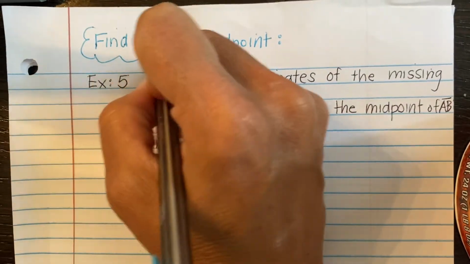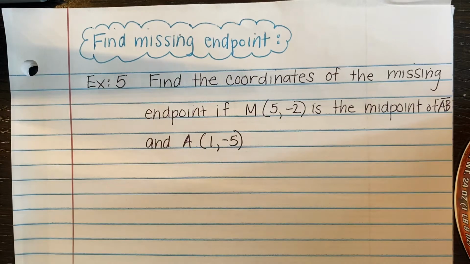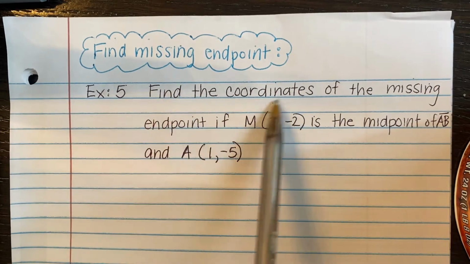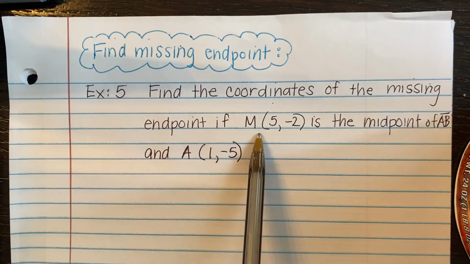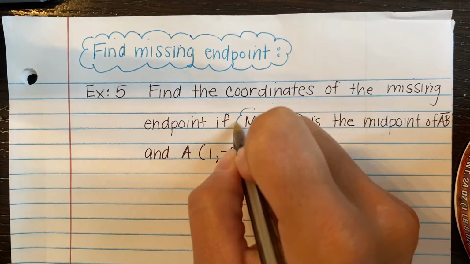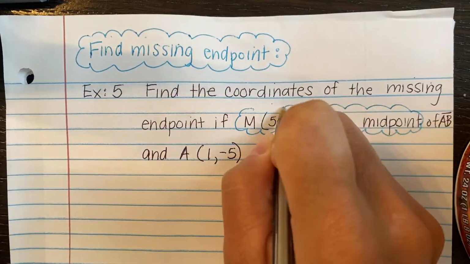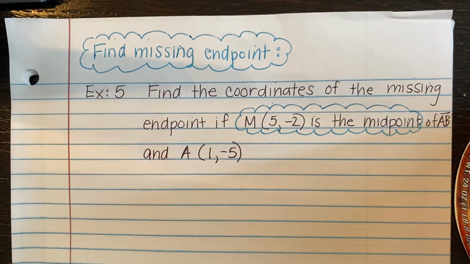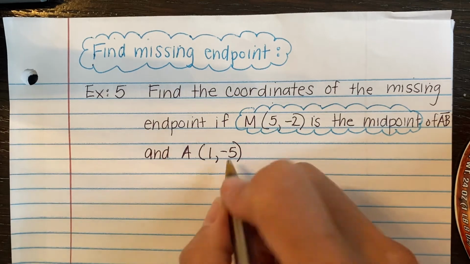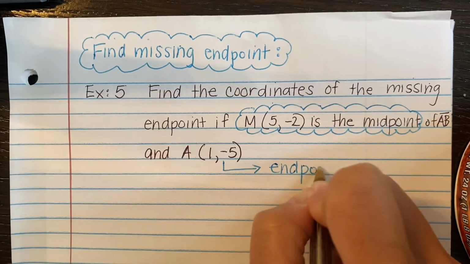All right, so this is going to be a little tutorial on how to find the missing endpoint. So for number 5, it read, find the coordinates of the missing endpoint if M(5, -2) is the midpoint. So before we go any further, I'm going to bubble that to point out that that is our midpoint, and A is our endpoint. So let's jot that down, that that is our endpoint.